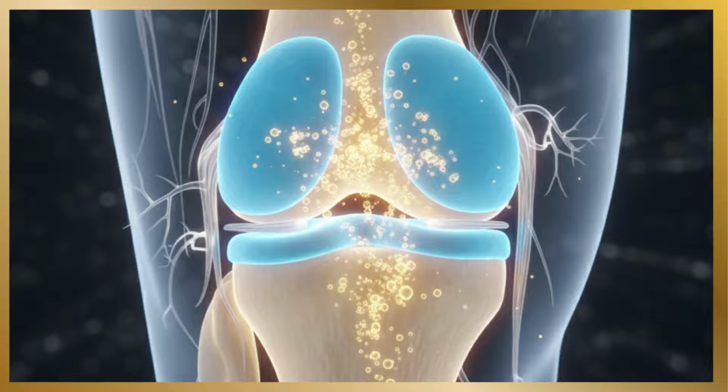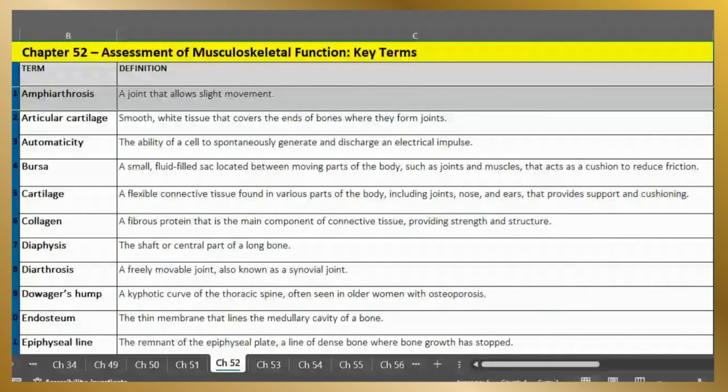Think of each joint as a map made of bones, cartilage, ligaments, and tendons. When we understand those key terms, we can see how that map turns into motion. And it's good for report and patient teaching. We are in Chapter 52 from Davis Advantage Medical Surgical Nursing, Assessment of Musculoskeletal Function. So, key terms.